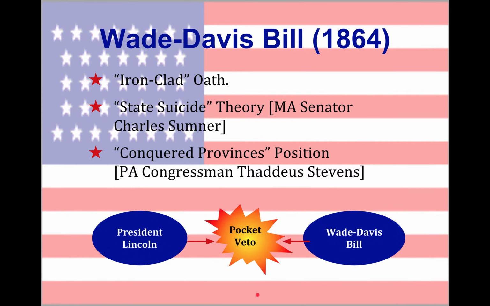All right. So in any event, Lincoln ends up not vetoing per se, but he pocket vetoes the Wade-Davis bill. And what that means is that he just does not sign it. If you think about pocketing something, you're putting it in your pocket and you might forget about it, right? So Lincoln sort of ignores the Wade-Davis bill and it does not come to law. And some historians argue that Lincoln would have signed a modified Wade-Davis bill, but he's assassinated before that happens.